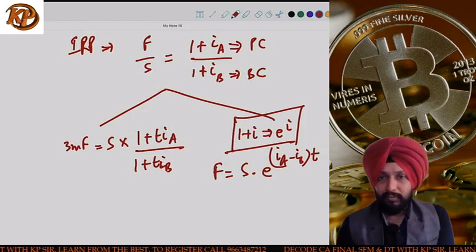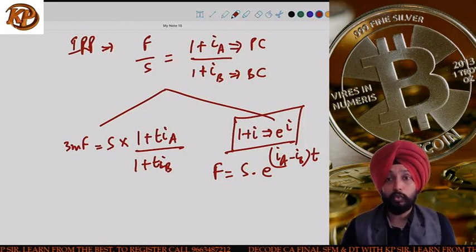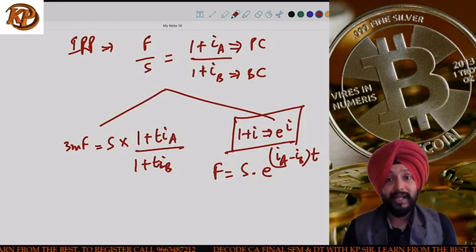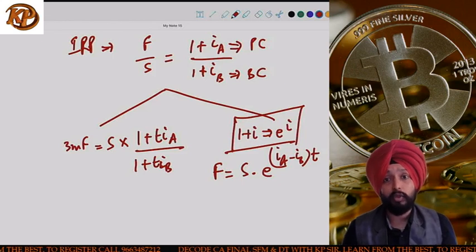Will the question specify this? Answer is no. They expect students to know this application of IRP. That is the challenging part. They expect students to know this application of IRP.